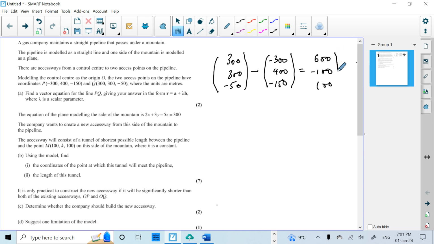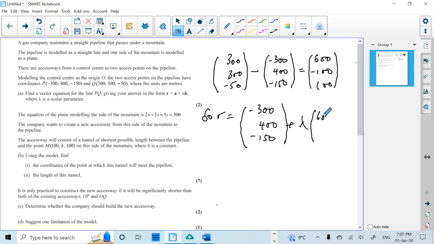So this is what I'm going to call b, which is our direction vector in r is equal to a plus lambda b. So r is therefore equal to, again I'm going to write out minus 300, 400 and minus 150 as my a, plus lambda b, which we've just found, plus lambda and b, which is 600, minus 100 and 100. And there is part A for 2 marks.